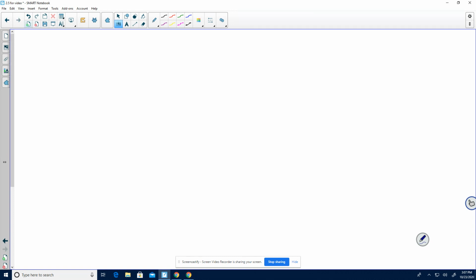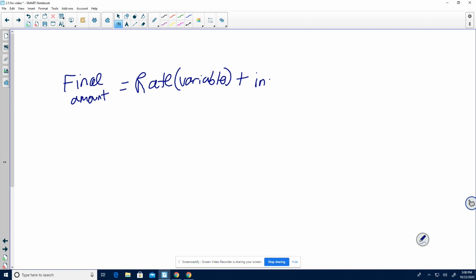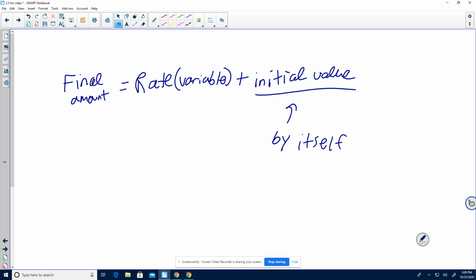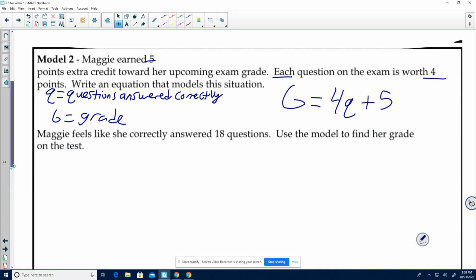So now, whenever we're writing an equation, this is the general form that we're going to be in. Final amount equals our rate times our variable, whatever that may be, plus our initial value. So our initial value is always going to be by itself. Our rate is always going to be attached to the variable, and our initial value is always going to be by itself in our equation.